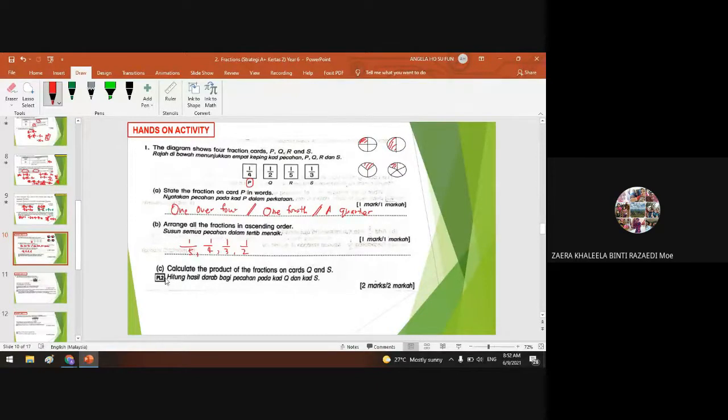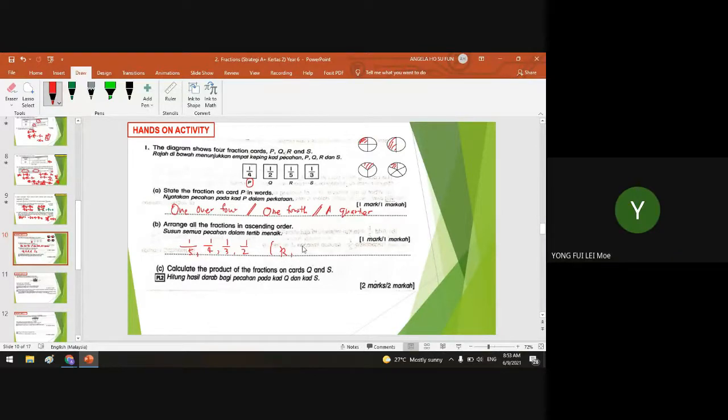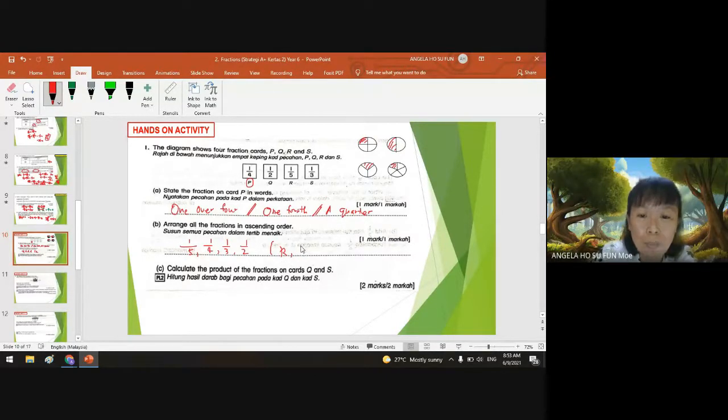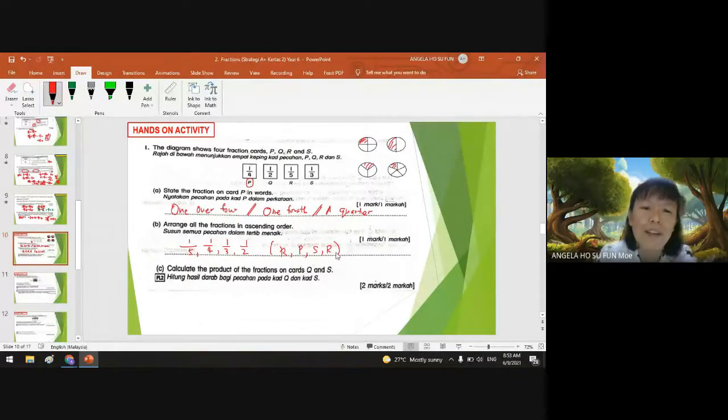Right? C. Angela. Yes. Can my student write all the cards? Like 1/5 is R. Oh, sure, can. You mean like that, right? You are going to write, let's say, 1/5 is R. And then after that, 1/4 is P. Then S, and then Q. Sure, no problem. Should be all right.